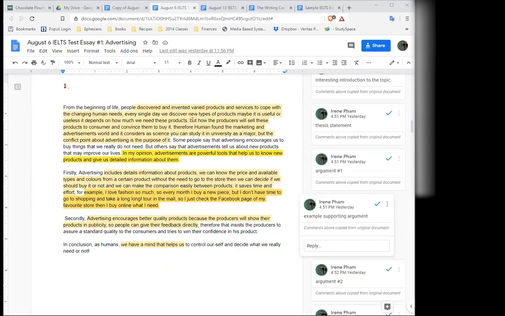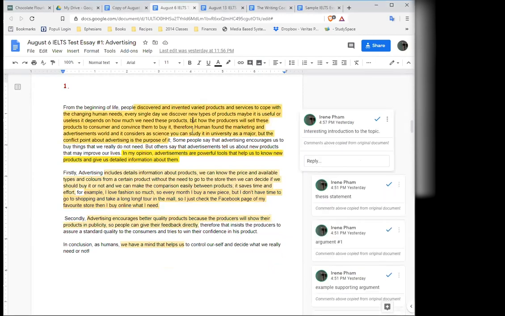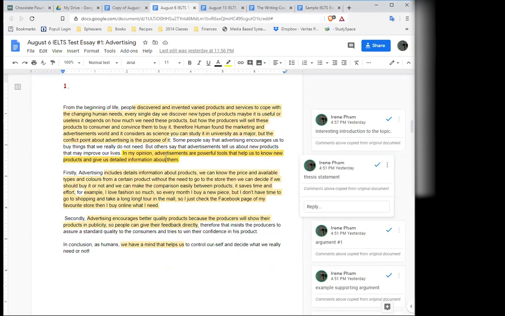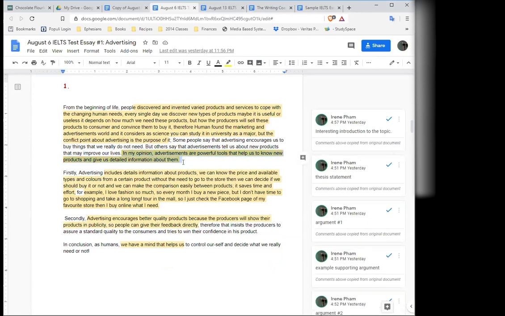So in essay number 1, I just thought that this was a well-written and interesting introduction. And here at the end of the first paragraph, a very clear thesis statement. That's useful, to end your introduction with your own thesis. That's a very common technique for essay writing. At the end of the first paragraph, state your idea.